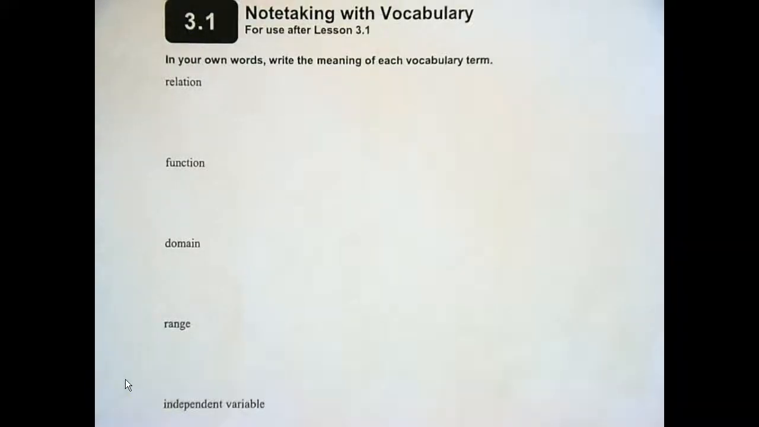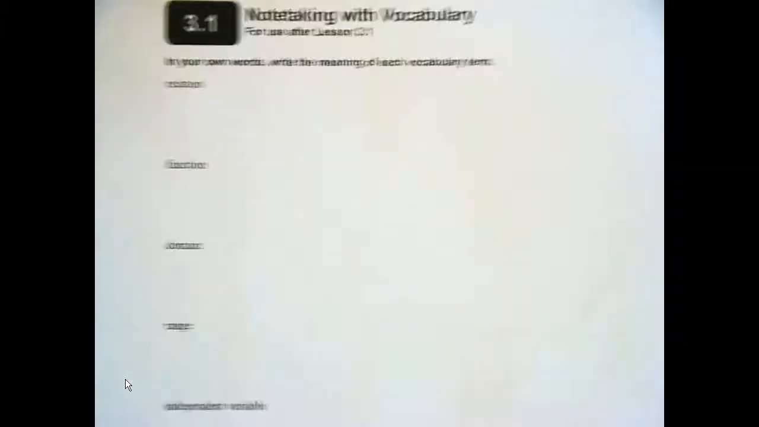Yeah, so we're on page 61 of your student journal. You could tear all of chapter 3 out, but that would be helpful to you. But for sure, have this one next to you as we're going through our lesson today. Terms we're going to talk about: relation, function, domain, range, independent variable, and dependent variable. All right? So good place to take notes. Just keep it next to you.